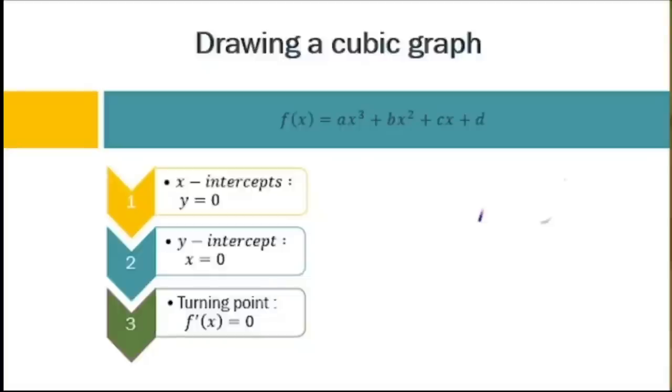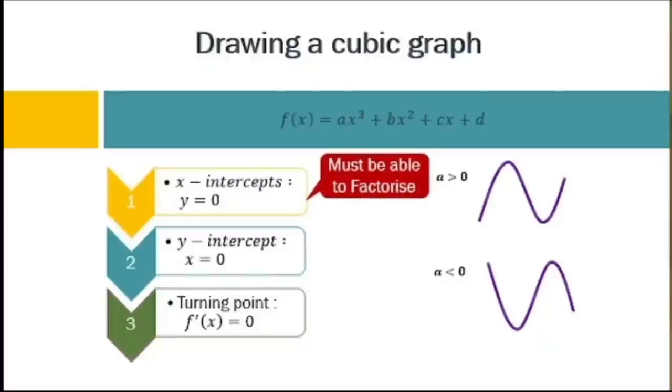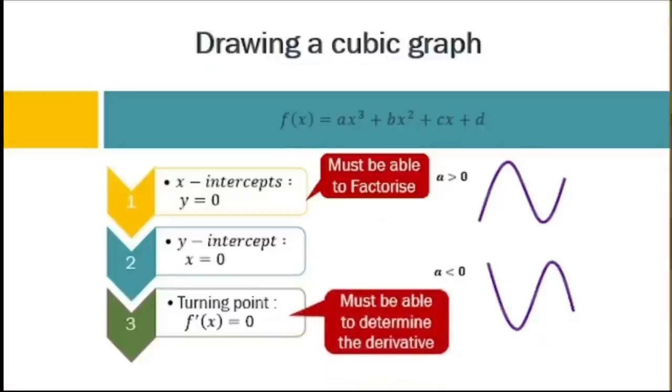So what else do we need to pay attention to? The shape of our graph. If a is positive or if a is negative, we've got 2 different shapes. Please make sure you know what shape your graph is going to be. To determine our x-intercept, we must be able to factorize. And to determine the turning point, we must be able to get the derivative.